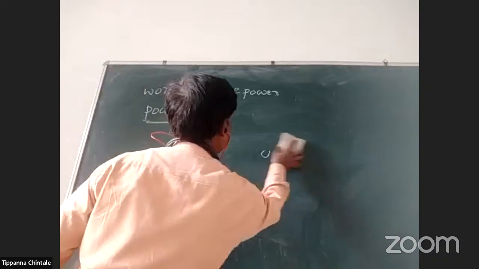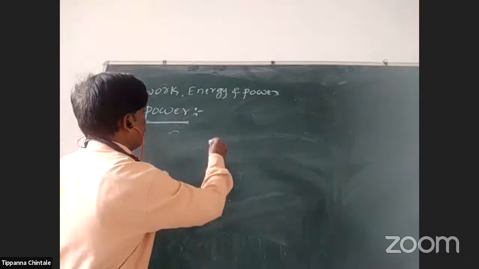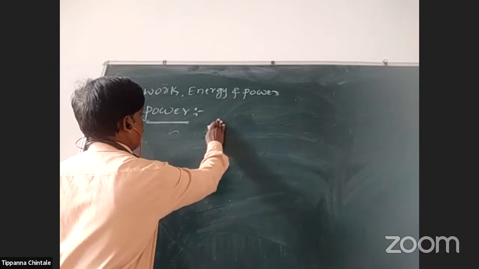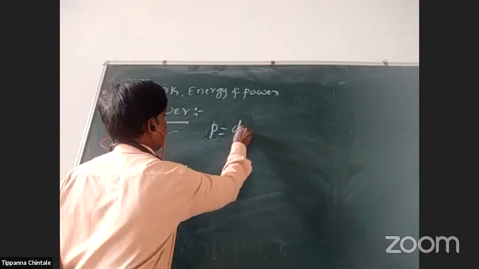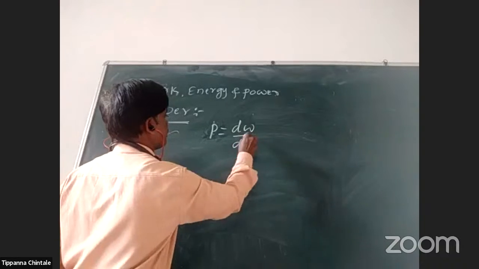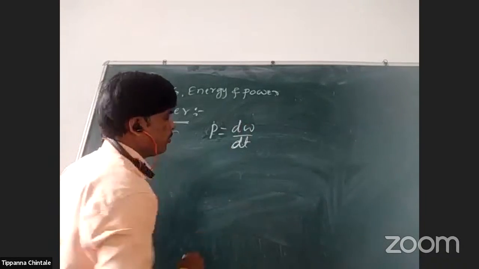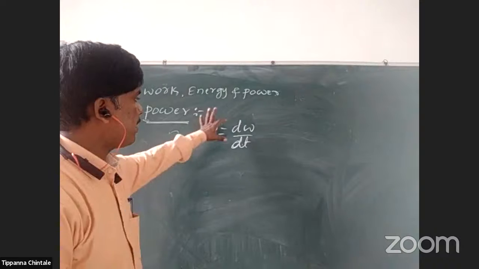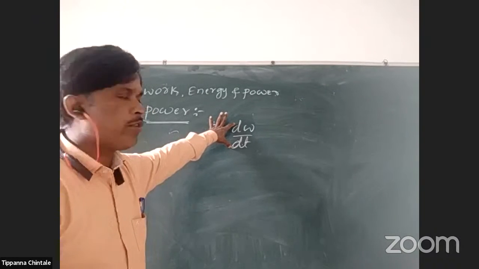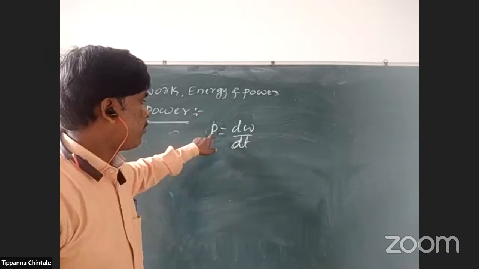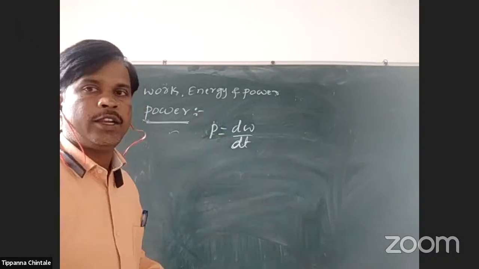I'll write here, power P is equal to dW divided by dt. That means what? Rate of doing work, it is the differential equation form. The rate at which we are doing the work is called as power. Therefore, P is equal to dW by dt.